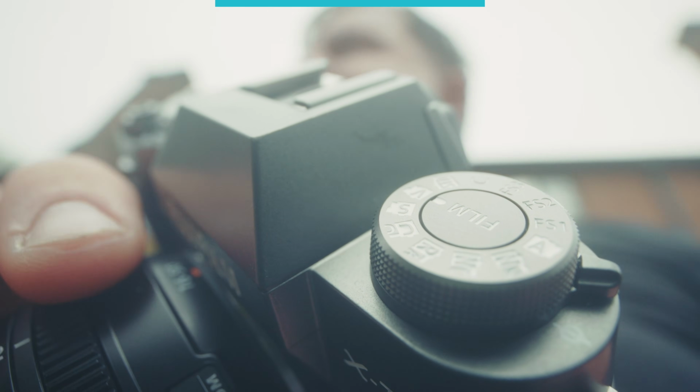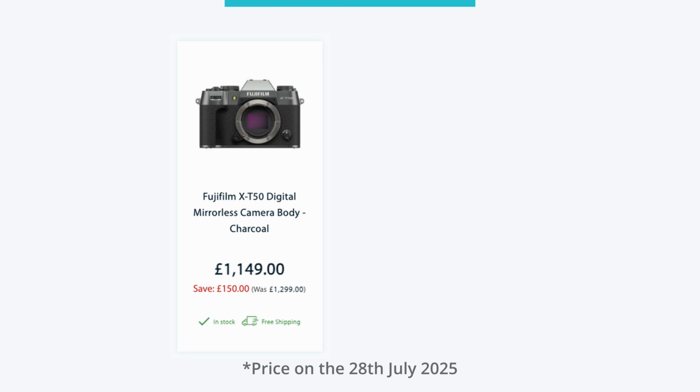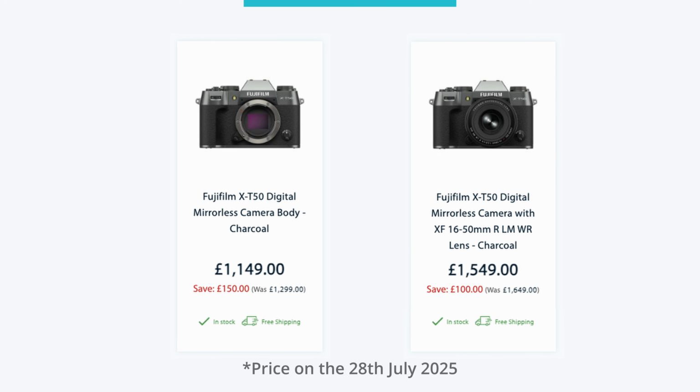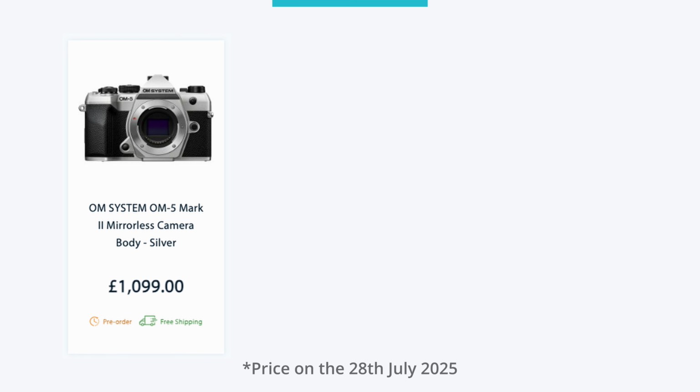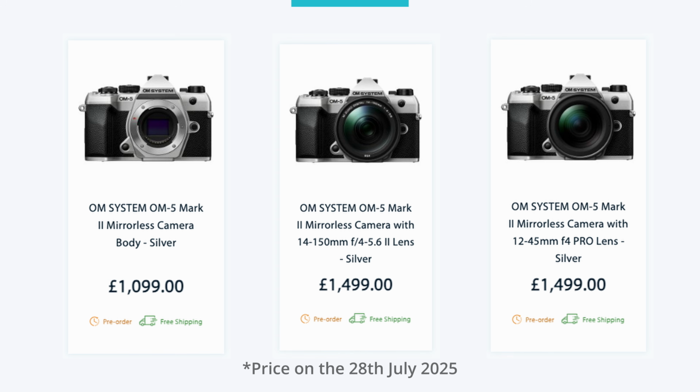The price of the X-T50 is $1,149 for the body and $1,549 for the kit, which comes with a 16 to 50mm. When it comes to the OM system though, this is where you get leaps and bounds ahead. What you've got there is a £1,100 body-only price, and then a £1,499 price for the kit lens, which just so happens to be a 14 to 150. So if you enjoy wildlife, straight off the bat you essentially have a 28 to 300mm in the kit, which I think is quite a viable option here.